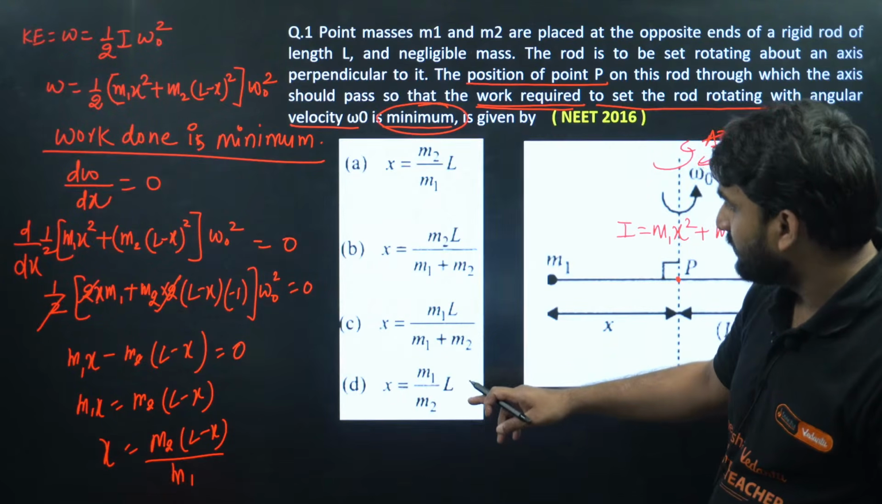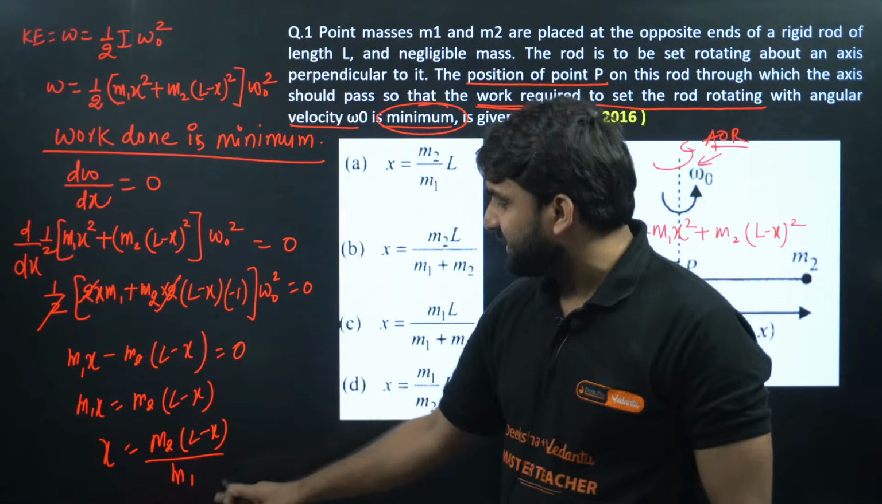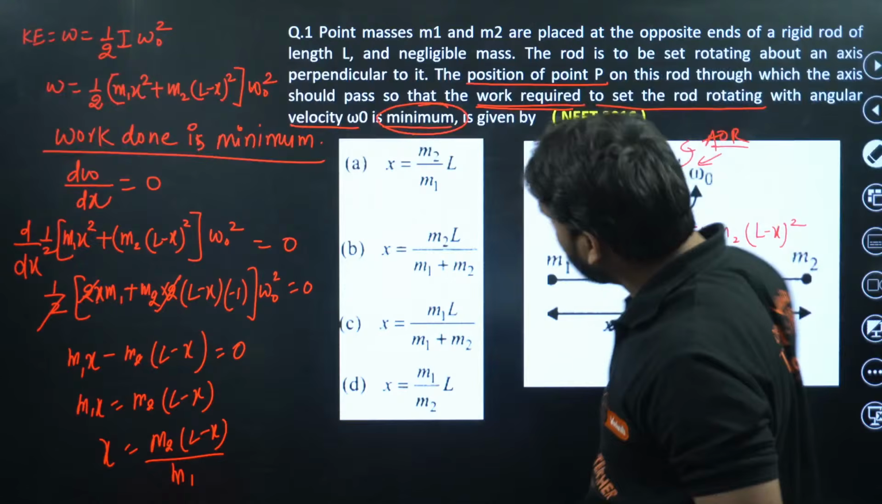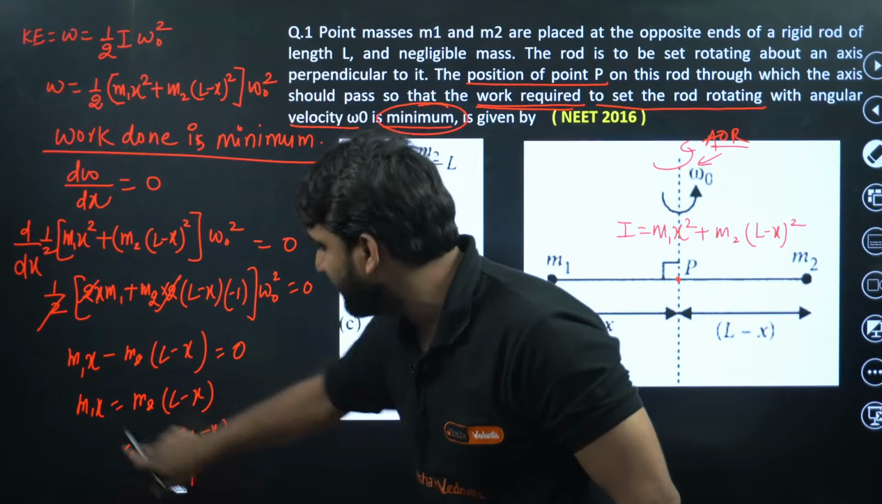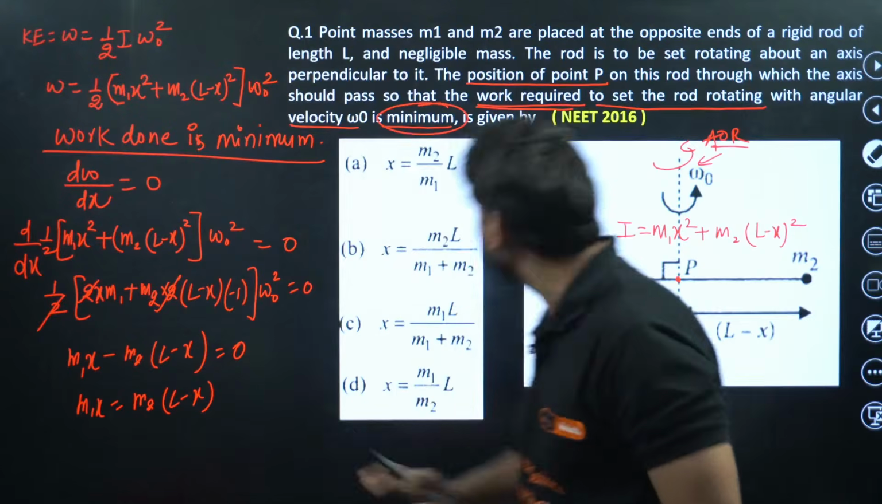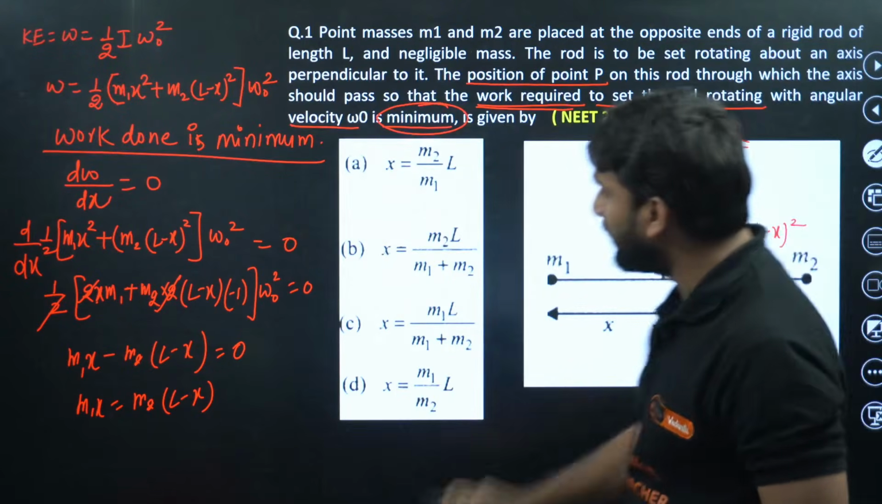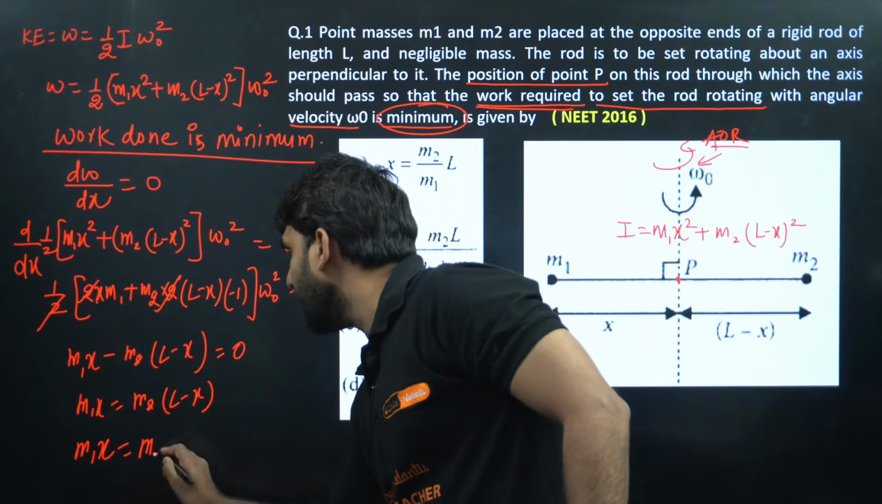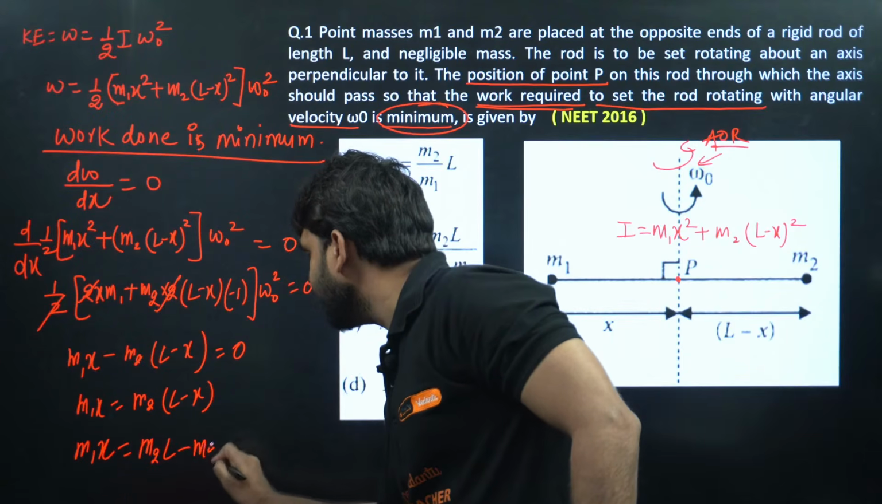We want x here now, but this x is also disturbing here, so we can take the x terms to one side to get the exact value. So just solve this. We cannot take the direct value because x is also present on the right side. So let's do one thing, open the bracket. So m1x is equal to m2L minus m2x, right?